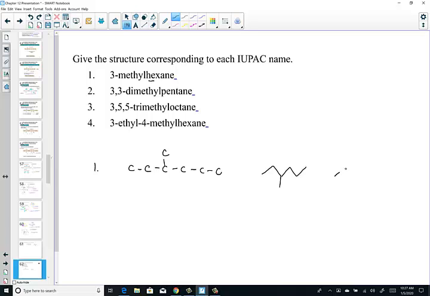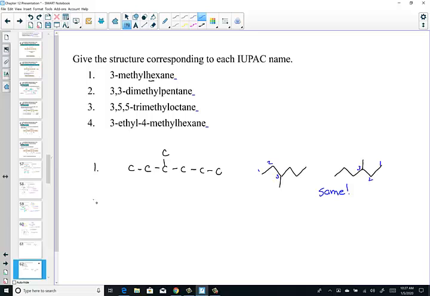Notice that it is absolutely okay, 1, 2, 3, 4, 5, 6, 1, 2, 3, if you put your methyl there, that is exactly the same structure. At carbon number 3, there's a methyl in either direction. Both are the same structure.